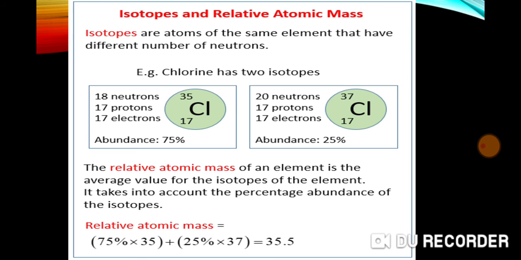Relative means by adding and getting a percentage of both, how much this stable form and this unstable form exist in the environment. We find out its percentage, then we add the result to find out the atomic mass of this element, that is 35.5 grams per mole. So these are the isotopes. They have the same properties as well, not much difference.